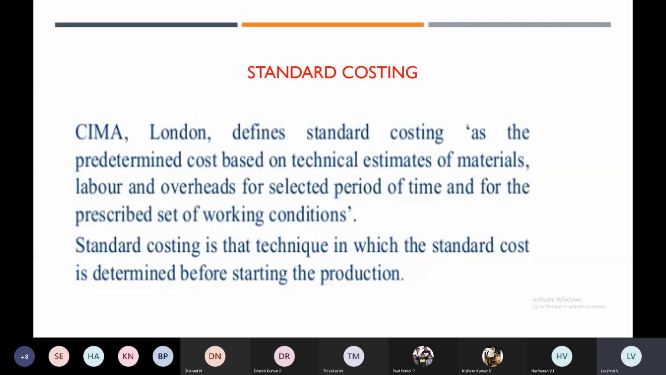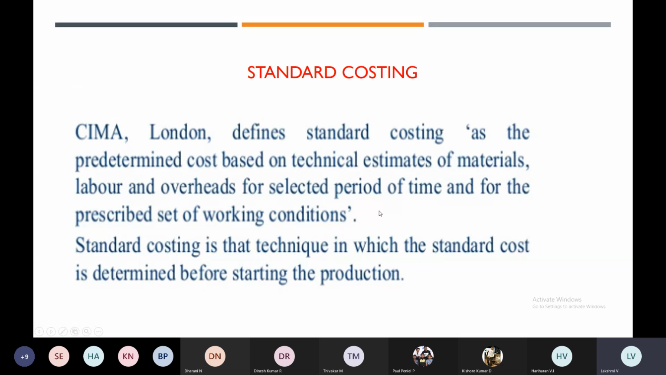So first you will determine your standard cost, then you will have an actual cost, then you will compare these two, and whatever deviations come out, you have to take some corrective actions and measures on that. In order to improve your business, your production, productivity, quality, and to reduce your wastages, damages and idle time, everything will be taken care of by the management if they adopt standard costing and variance analysis.